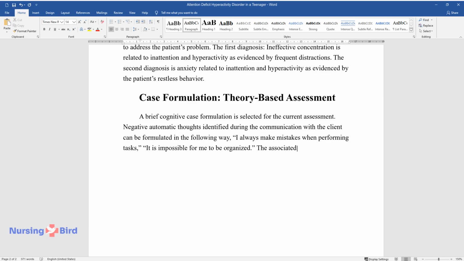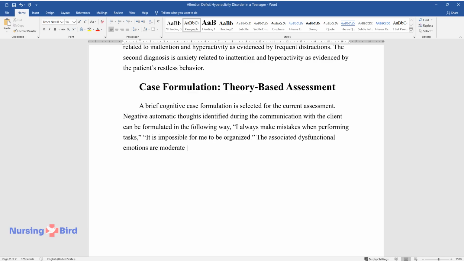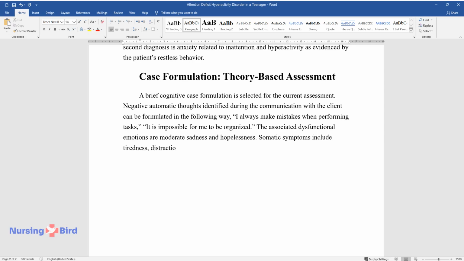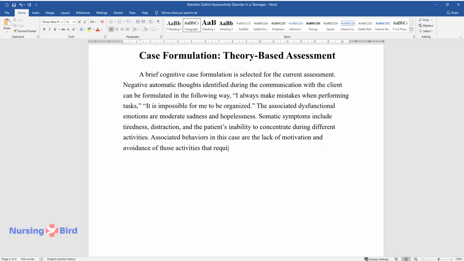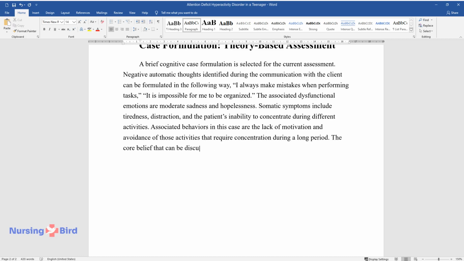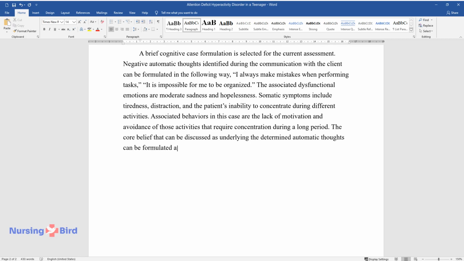The associated dysfunctional emotions are moderate sadness and hopelessness. Somatic symptoms include tiredness, distraction, and the patient's inability to concentrate during different activities. Associated behaviors in this case are the lack of motivation and avoidance of those activities that require concentration during a long period. The core belief that can be discussed as underlying the determined automatic thoughts can be formulated as follows.